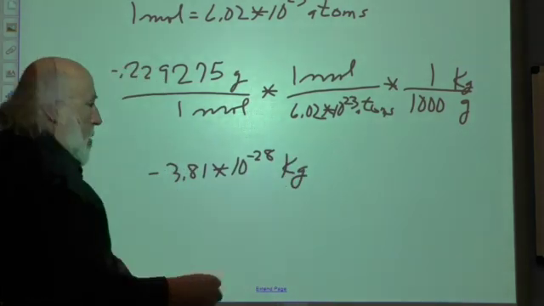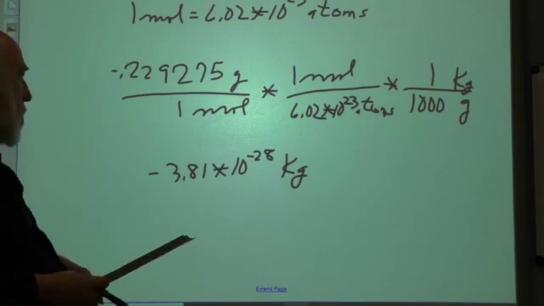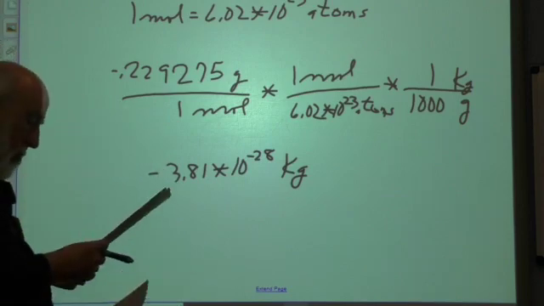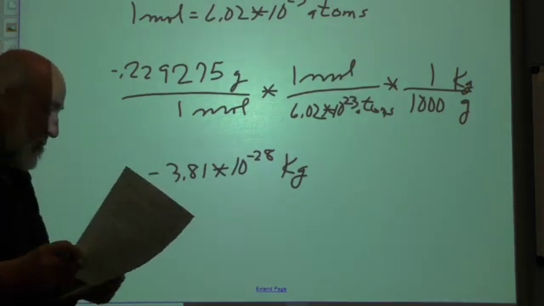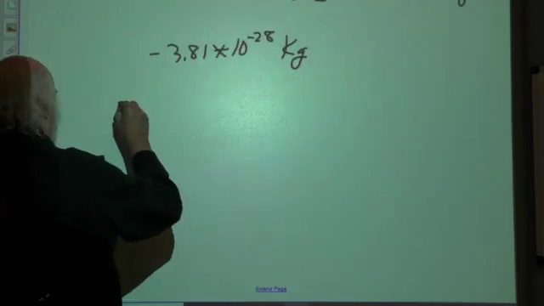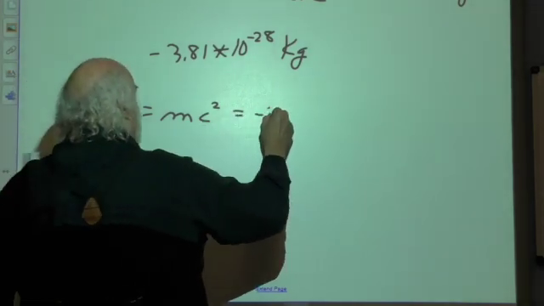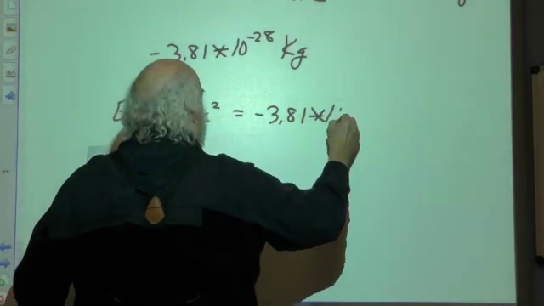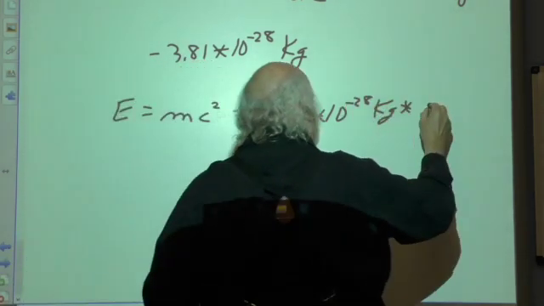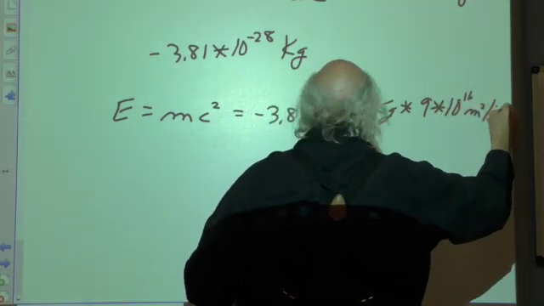At this point now we are rounding off because we're getting to larger, more identifiable units that we are going to deal with. So I'm going back to the 3 sig fig rules I try to keep. Now we can use this in our equation E equals mc squared. The mass effect is negative 3.81 times 10 to the negative 28 kilograms times c squared, which we said is 9 times 10 to the 16th meters squared per second squared.